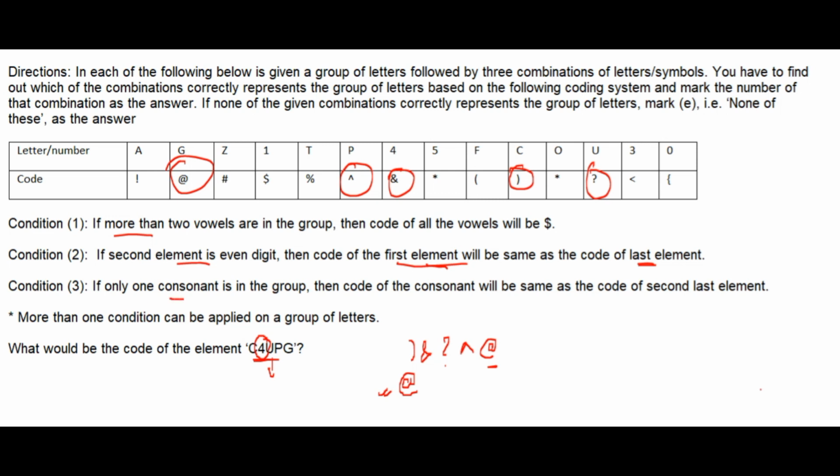Now, only one consonant is there? According to the third condition, no, there is more than one consonant in the group. So what will our final answer be? At the rate. Why? Because the second element is an even digit, so the code of the first element will be the code of the last element. So it is represented by at the rate, then ampersand, then question mark, then this symbol, and then again at the rate. Here you can see the code of the first and the last element is the same.